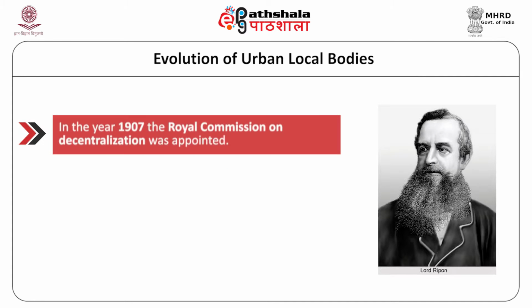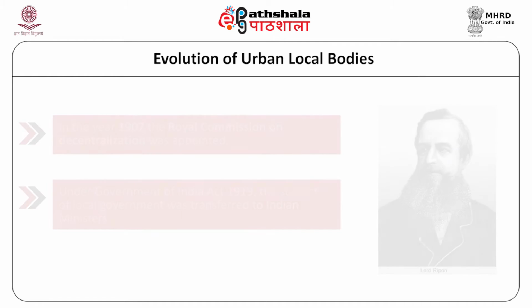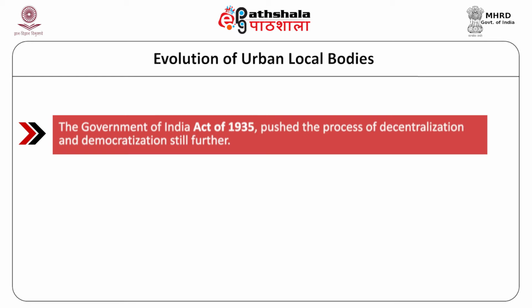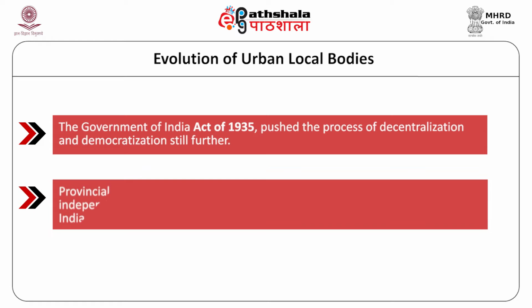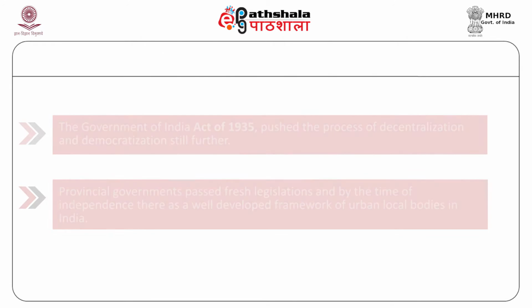In the year 1907, the Royal Commission on Decentralization was appointed. Under the Government of India Act 1919, the subject of local government was transferred to the Indian ministers. The Government of India Act 1935 pushed the process of decentralization and democratization still further. Provincial governments passed fresh legislations, and by the time independence came, there was a well-developed framework of urban local bodies in India. Now let us discuss the post-independent times.